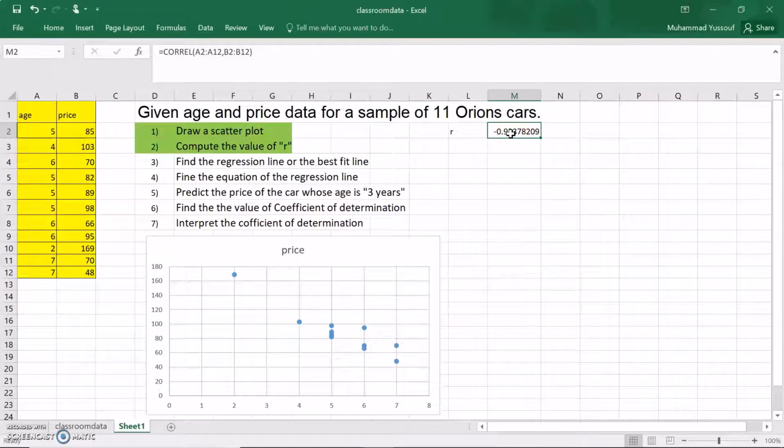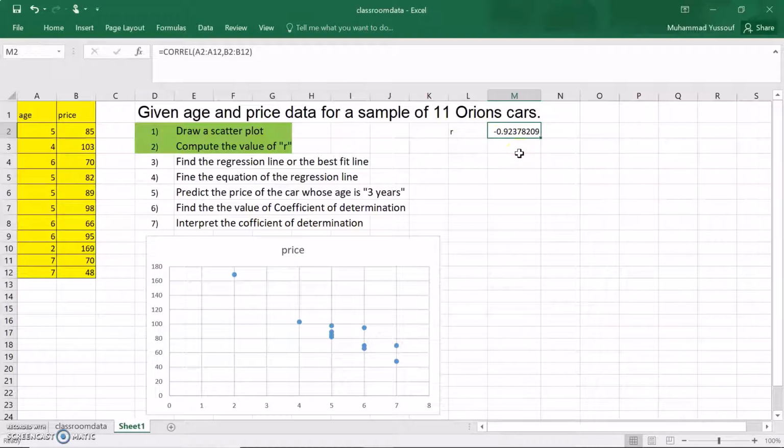So I can say there exists a strong negative correlation between the age and the prices of the car. What does it mean? The smaller values of age are related to the larger values of the price, and the larger values of age are associated with the smaller price values. That's what the negative correlation means. I hope you are able to understand how we compute that.